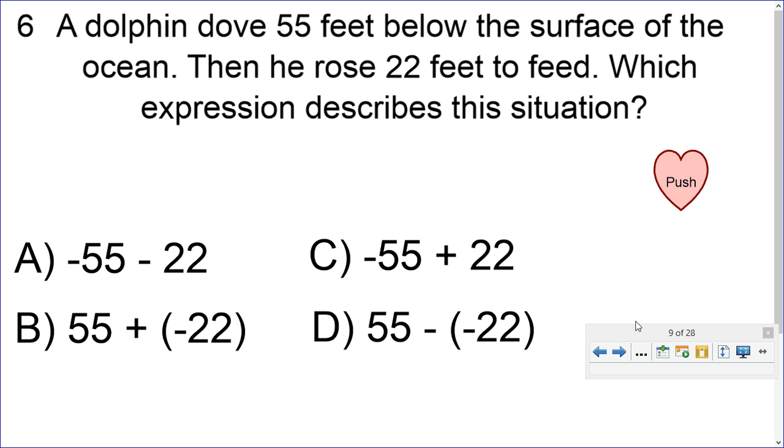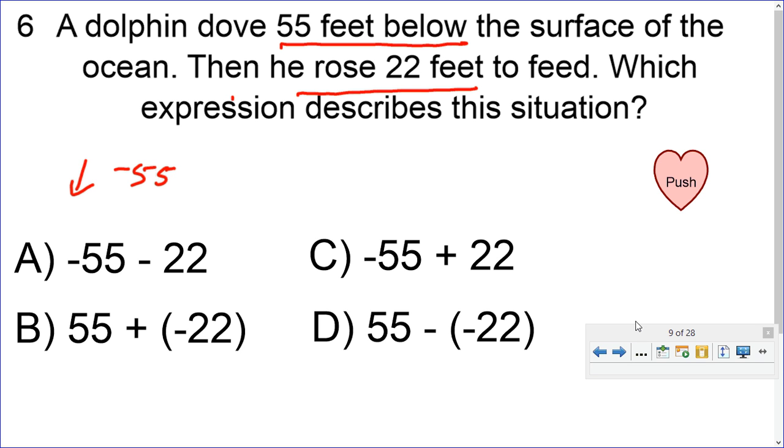So let's highlight what's important. 55 feet below the surface, then he rose 22 feet. So if he went below the surface, that means he went down. He went down 55 feet. So down, I will say negative 55.